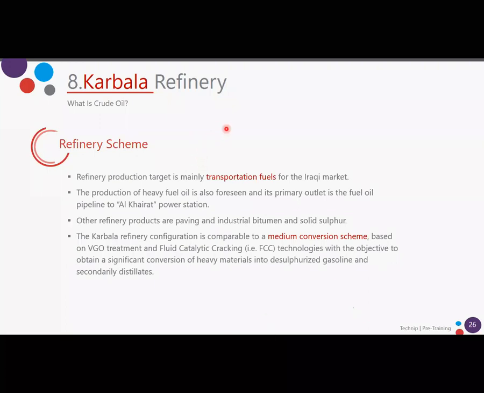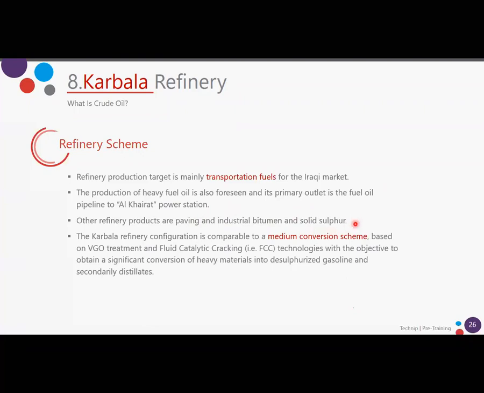Each refinery has a proper scheme depending on the products that you would like to get. And in the case of the Karvala refinery, the production target is mainly transportation fuels for the Iraqi market. Also, some heavy fuel oil will be produced for the Al Kharid power station, and other products will be the bitumen and solid sulfur.